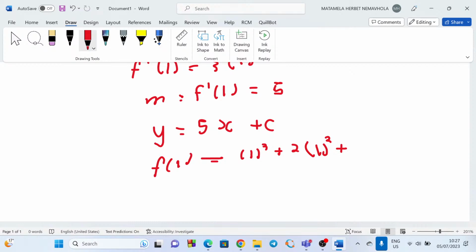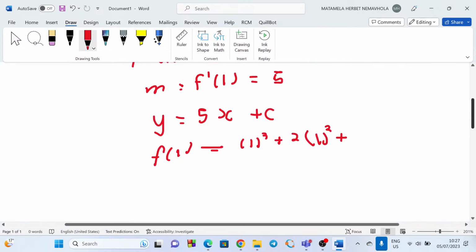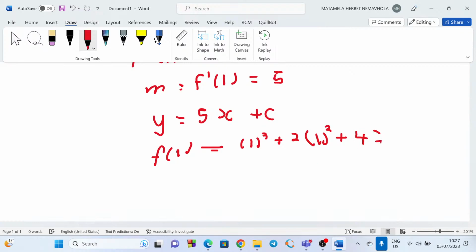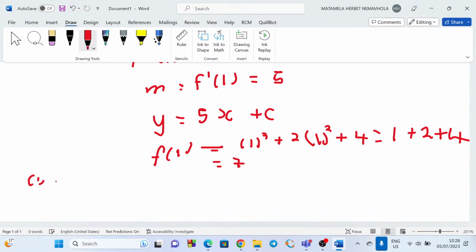Let me check. Let me check again. Yes, it's plus 4. So now you will see that the answer here is going to give us 1 plus 2 plus 4, which is going to give us 7. So now we have a point when x equals 1. In our graph we get what?